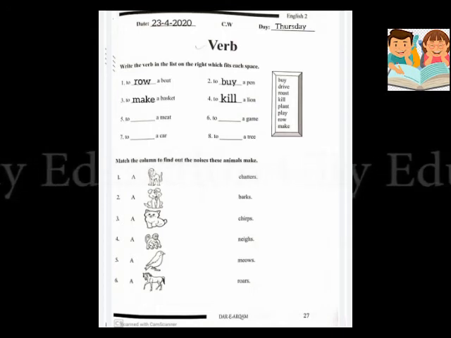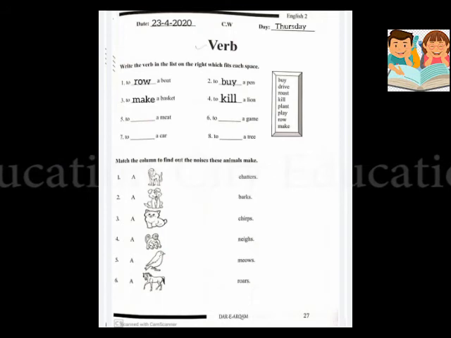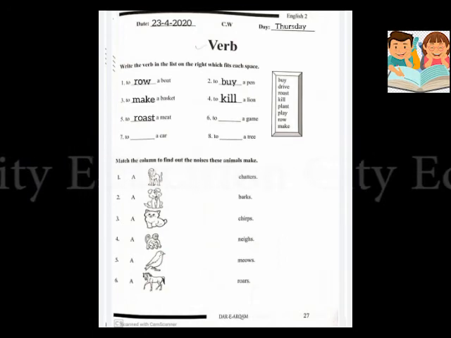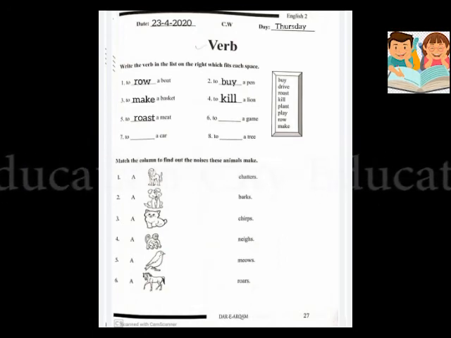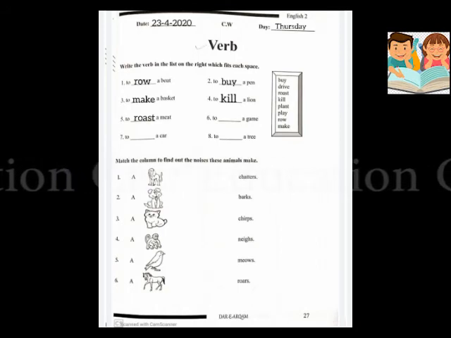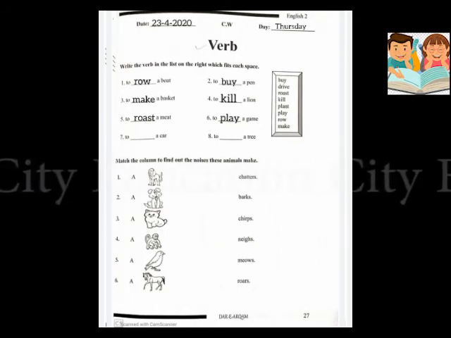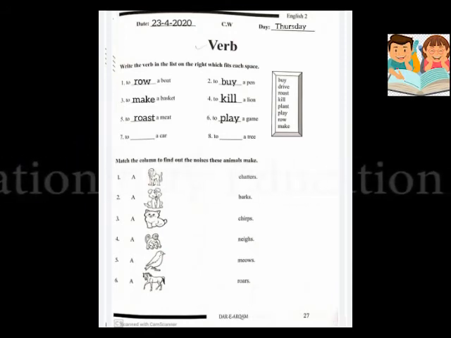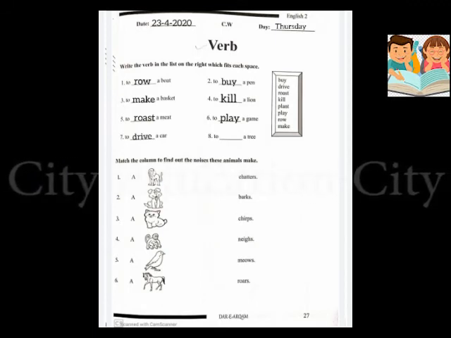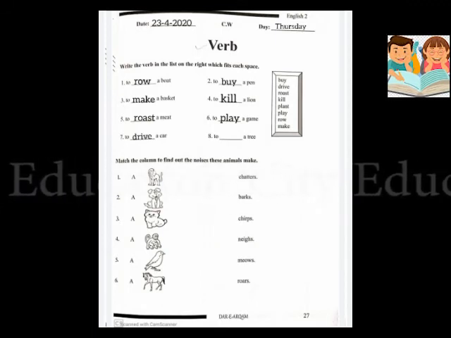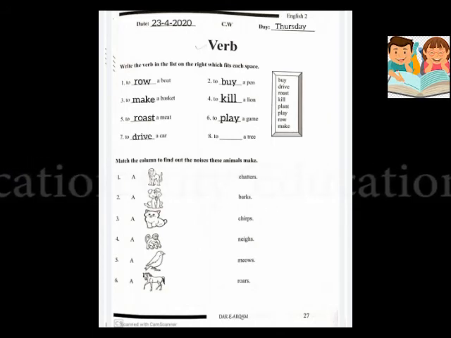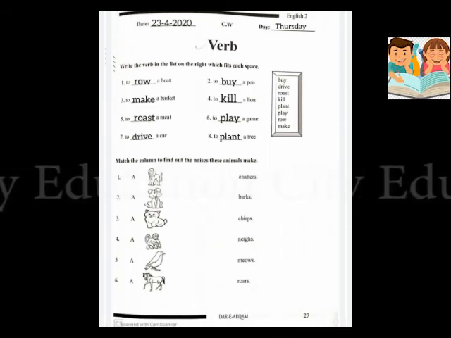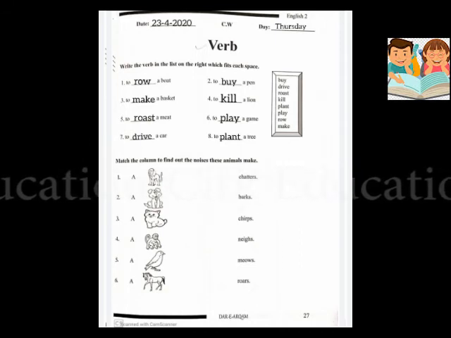Okay. Number 5, to dash a meat. Which word fits here? Roast. To roast a meat. And the next is to dash a game. To play a game. We will write here play. To dash a car. To drive a car. Write here drive. Number 8, to dash a tree. To plant a tree. Have you done? Good, excellent, mashallah.